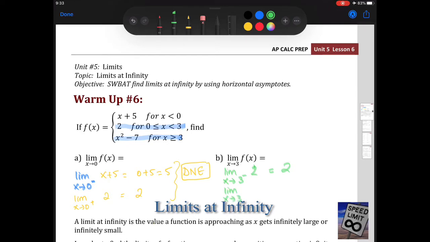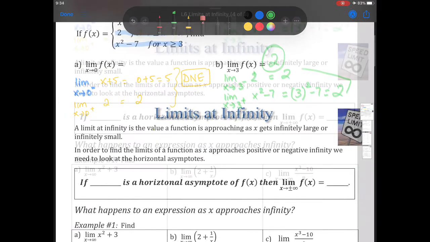Limit as x approaches 3 from the right. From the right, I have x squared minus 7. That's my function. So I'm going to substitute 3 in for x squared minus 7. 9 minus 7 is 2. So these two are the same. So the limit exists, and that's equal to 2. And that's your answer.